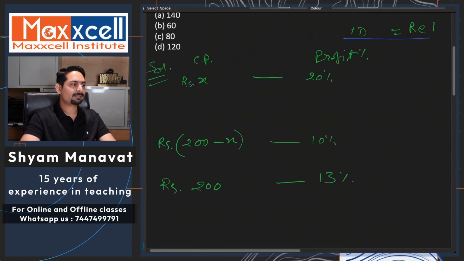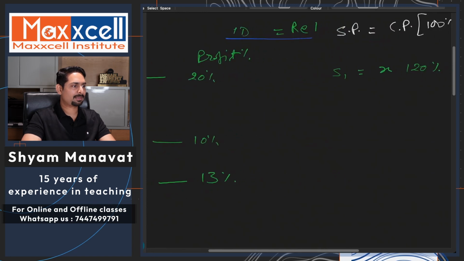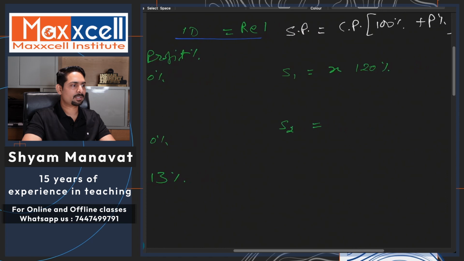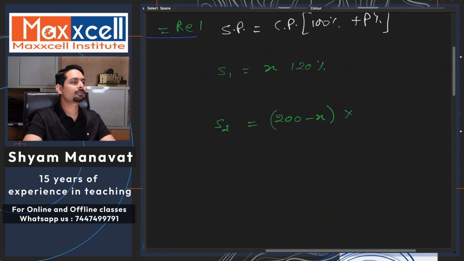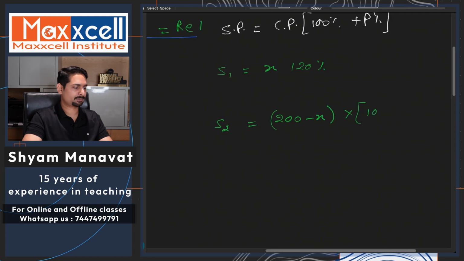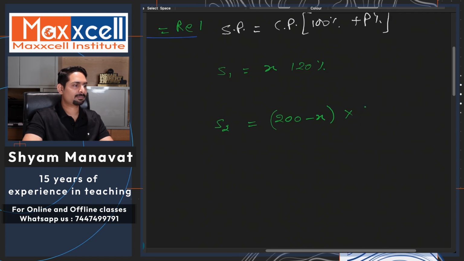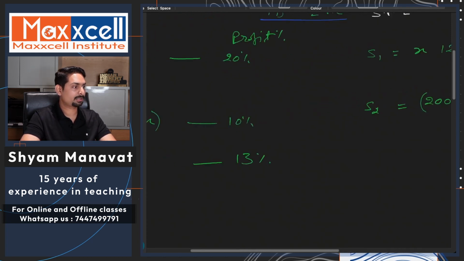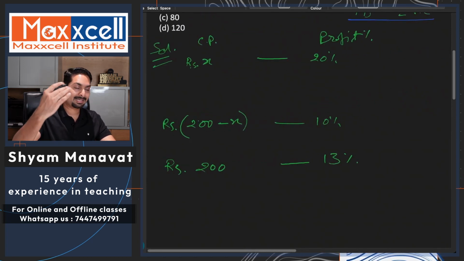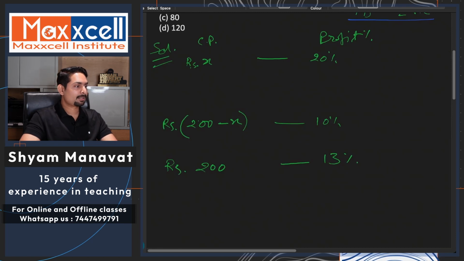Now the second quantity, which is 200 minus X, let me consider the selling price S2. Cost price, which is 200 minus X into the profit of 10%. So profit of 10%, 100 plus 10 will get you 110%. Okay. When I'm solving a miscellaneous question, I will try to avoid extra steps. Otherwise, the solution will look really lengthy to you. This is the cost price, 13%.